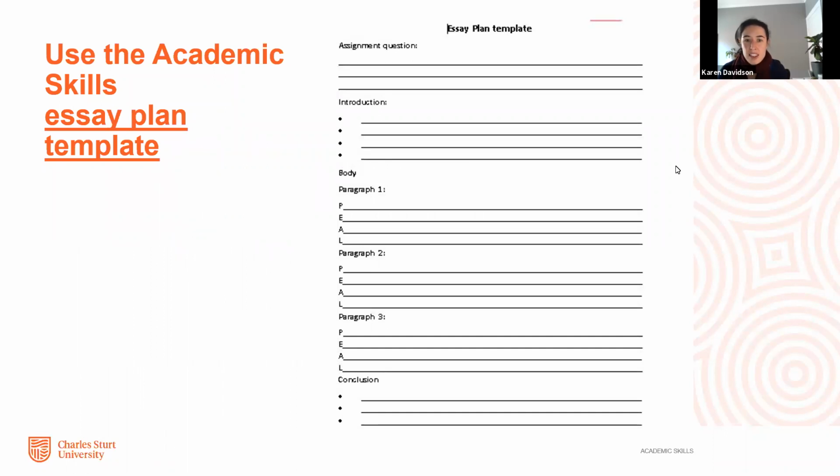This is a planning document that you can find on the Academic Skills Study Guides and Videos page. So you might like to access that. That's something that you could use when you come to write essays to give you some kind of idea for structure.